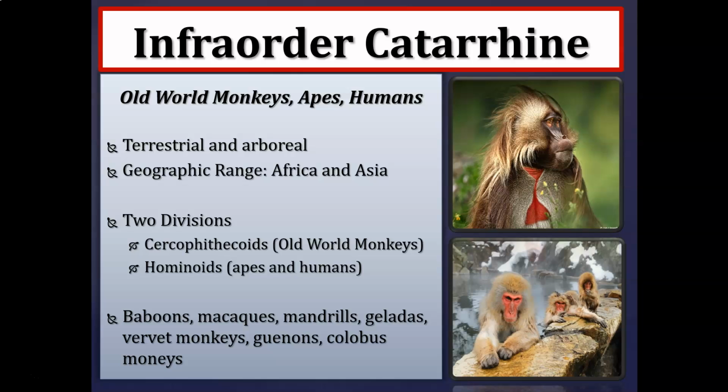And then envisioning your primate chart again, underneath the catarrhines we'll have two more primary divisions. The Cercopithecoids, which are just the Old World monkeys, and then the Hominoidea, that includes apes and humans. So some examples of primates that are Cercopithecoids, that are Old World monkeys: baboons, macaques, mandrills, geladas, vervet monkeys, guenons, and colobus monkeys.